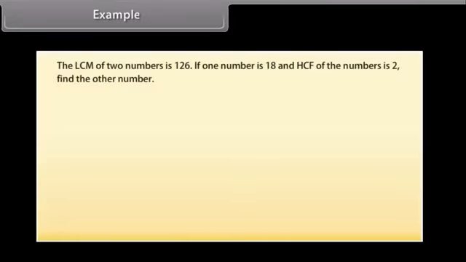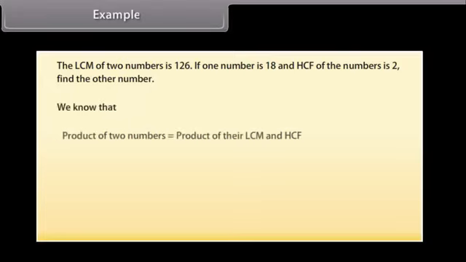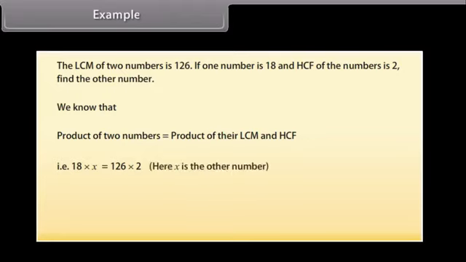Example, the LCM of two numbers is 126. If one number is 18 and HCF of the numbers is 2, find the other number. We know that product of two numbers is equal to product of the LCM and HCF. That is, 18 × x is equal to 126 × 2. Here, x is the other number. That is, x is equal to 126 × 2 upon 18. That is, x is equal to 14.